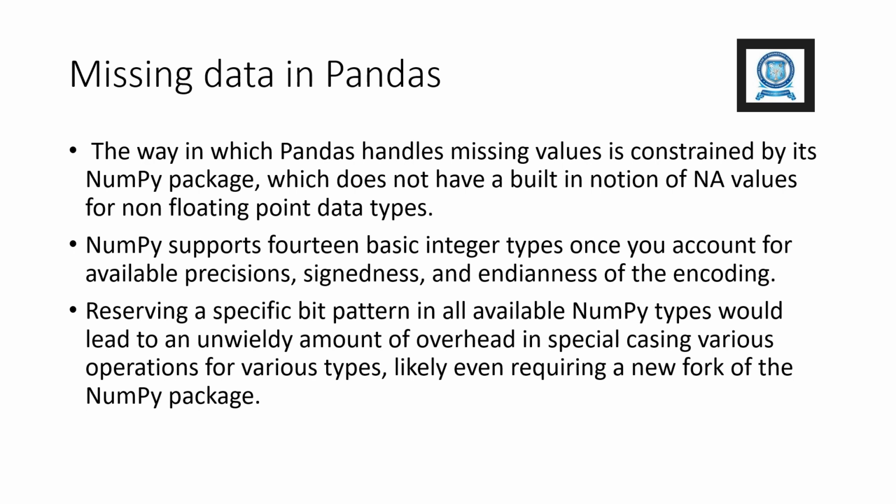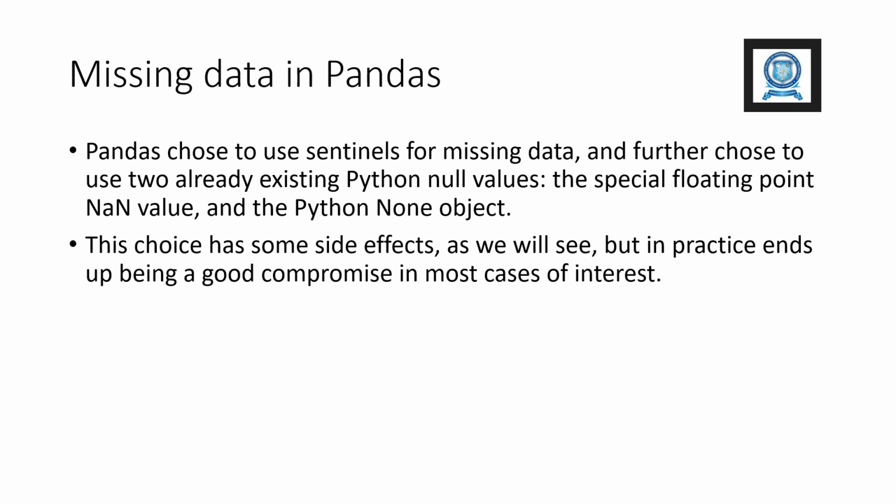The way in which Pandas handles missing values is constrained by its NumPy package, which does not have a built-in notion of NA values for non-floating point data types. NumPy supports 14 basic integer types once you account for available precisions, signedness, and endianness of the encoding. Reserving a specific bit pattern in all available NumPy types would lead to an unwieldy amount of overhead in special-casing various operations for various types, likely even requiring a new fork of the NumPy package. Pandas chose to use sentinels for missing data and further chose to use two already existing Python null values, the special floating point NaN value and the Python None object. This choice has some side effects as we will see, but in practice ends up being a good compromise in most cases of interest.